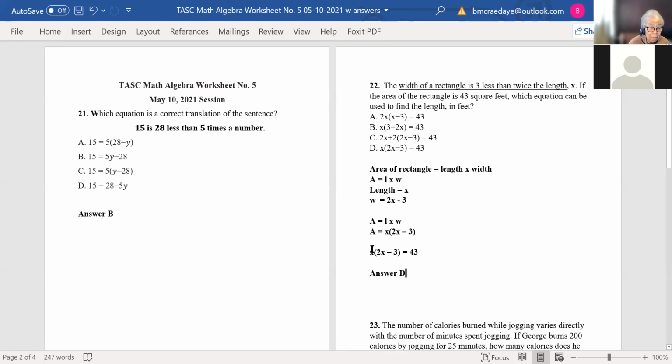But if we had to solve for x, we'd have to multiply x times what is in parentheses. That would give us 2x squared minus 3x. And then if we brought the 43 over here, minus 43 would be 0. Now we have a quadratic, and we'd have to find the factors of the quadratic. And I'm not sure it's going to come. It probably won't come out in whole numbers.